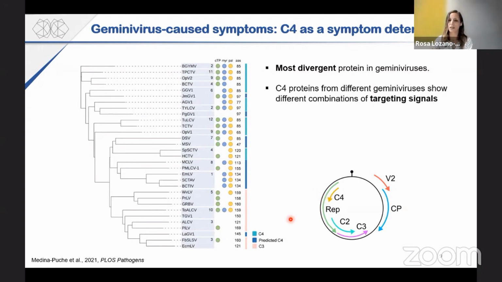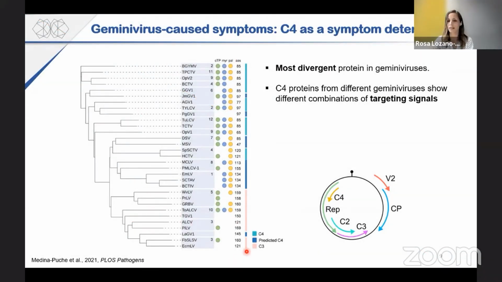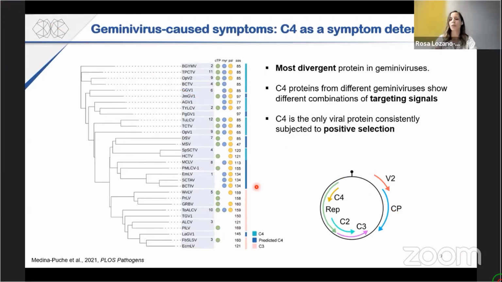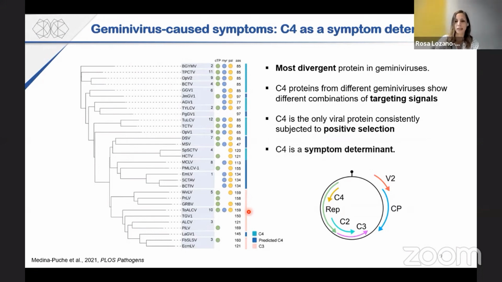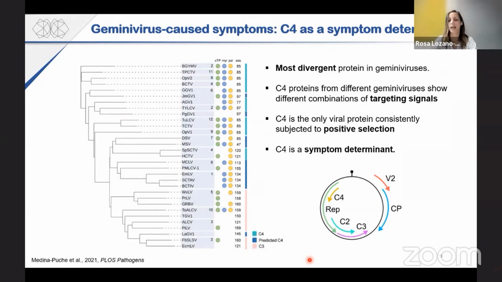It also contains different combinations of targeting signals in different species, and you can see that on this phylogenetic tree on the left, where these circles represent the presence of different targeting signals, namely a chloroplast transit peptide and 2 different lipidations, myristoylation and palmitoylation. C4 is also the only viral protein that is consistently subjected to positive selection. And importantly, C4 is the symptom determinant. That is, it is the viral protein that leads to the development of symptoms during the viral infection.